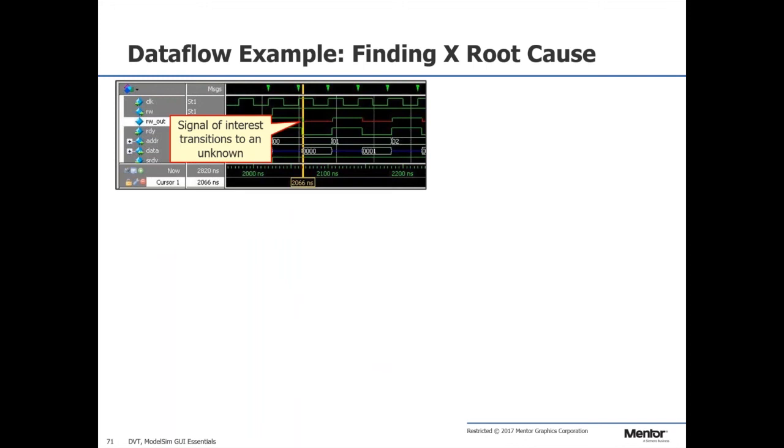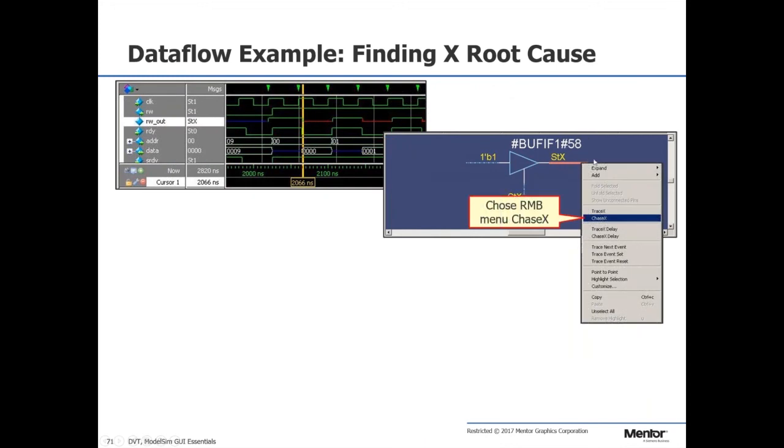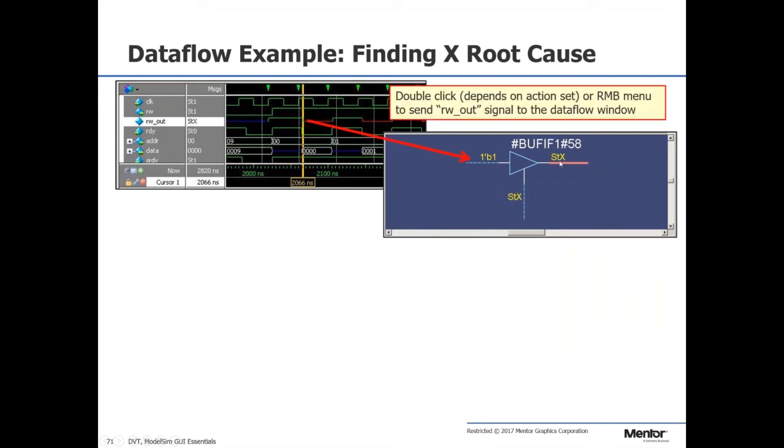And then there's a special function of the data flow for tracing down Xs. So right here I see this read write, and I see that it's going unknown. So I'm going to double click right there, and that's going to bring up the data flow. This signal right here is an X. Now if I look at that, I see that this is a buffer, and that the output is an X because this input is an X. So I could double click on that, and it would trace back to the next place that came from. And then I'll see there's another X, and I could keep manually tracing back.